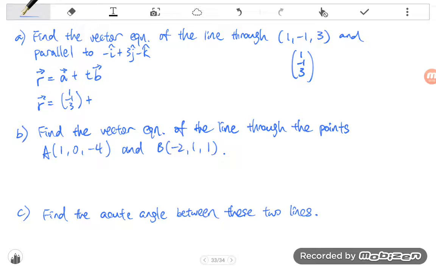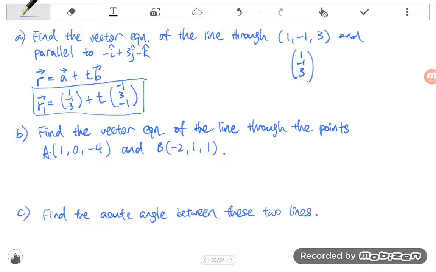plus, now my vector B is my direction vector, which is a vector that is parallel to the line. Since they said the line is parallel to -i + 3j - k, I can use that as my direction vector, -i + 3j - k. And t is the parameter. Just leave it there for now, and I'll explain how it is useful in class. But for now, this is the vector equation of our first line. I'm going to call this r1.